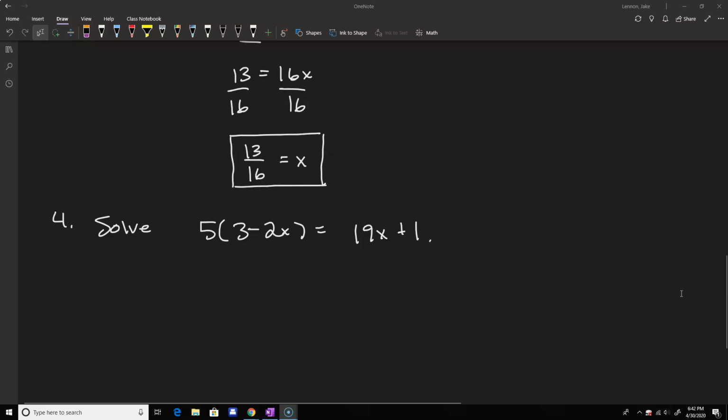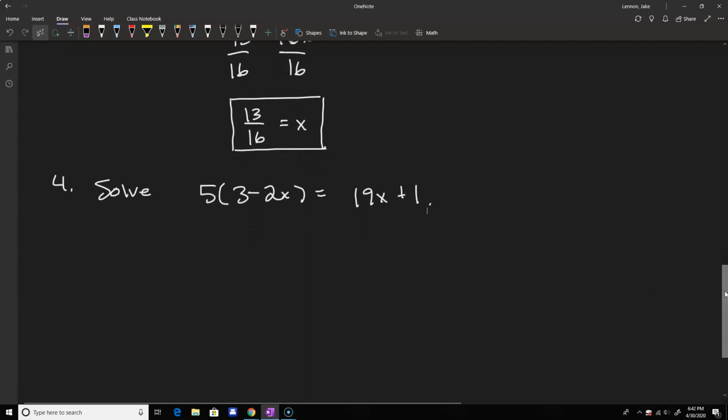So for problem number 4, we've got something similar, but now we've got a set of parentheses. To remove the parentheses, especially when you have a variable trapped on the inside, you want to use the distributive law. So here we just multiply 5 by each term in the parentheses. 5 times 3 is 15, and 5 times minus 2x is minus 10x. And then it just reverts to the previous type of question. Again, I want to move my x's to the right, so I'm going to add 10x.